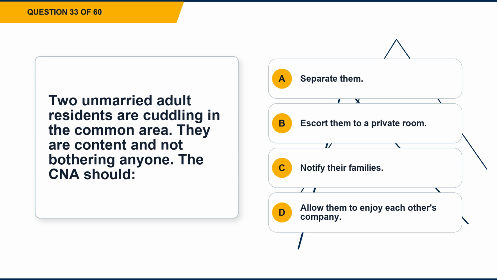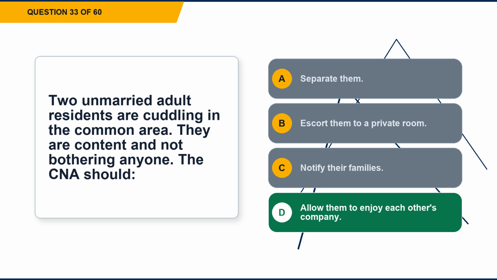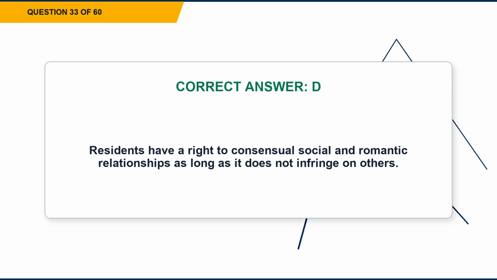Question 33. Two unmarried adult residents are cuddling in the common area. They are content and not bothering anyone. The CNA should: Option A, separate them. Option B, escort them to a private room. Option C, notify their families. Option D, allow them to enjoy each other's company. The correct answer is option D, allow them to enjoy each other's company. Explanation: residents have a right to consensual social and romantic relationships as long as it does not infringe on others.